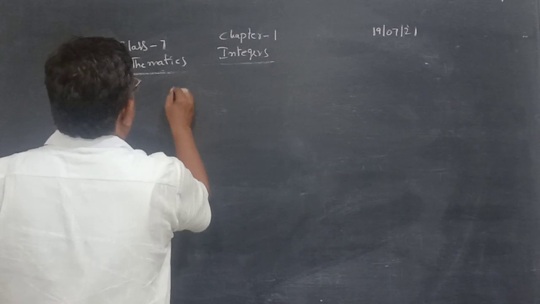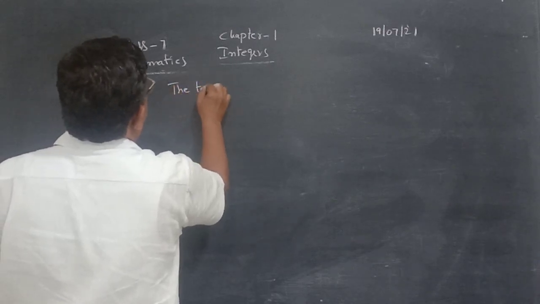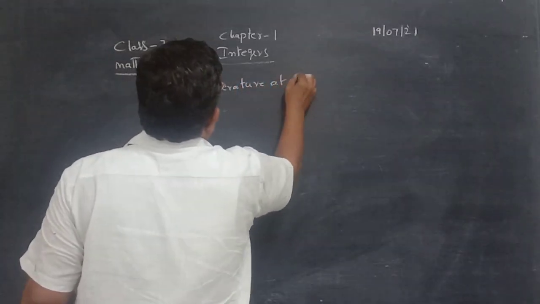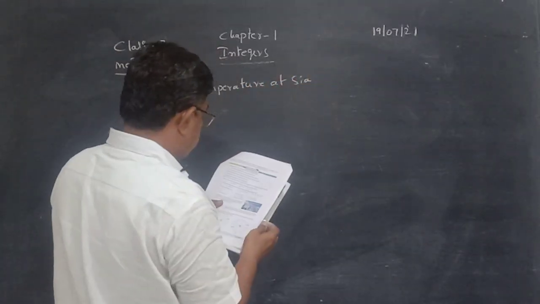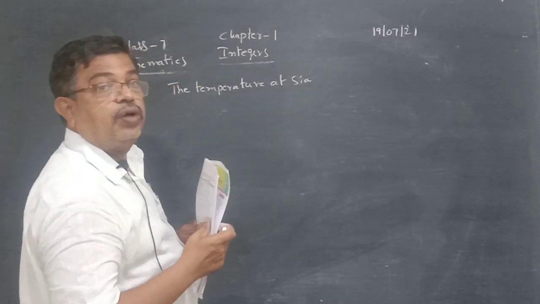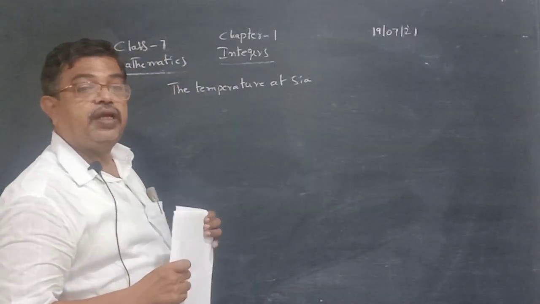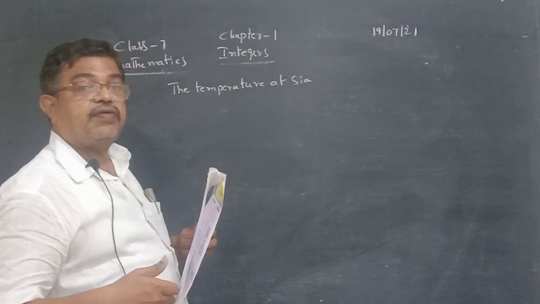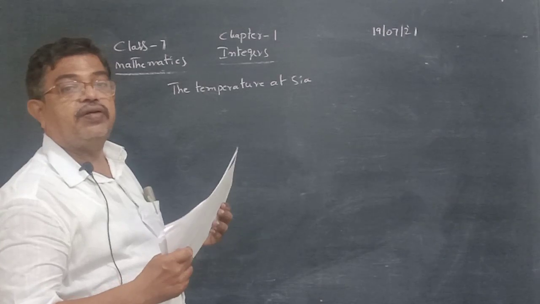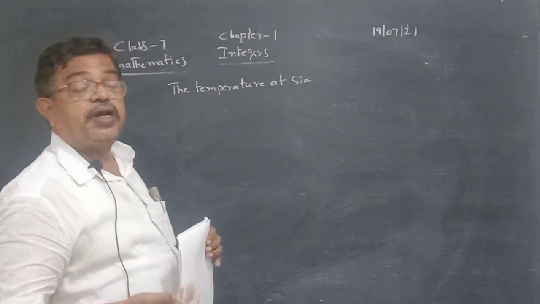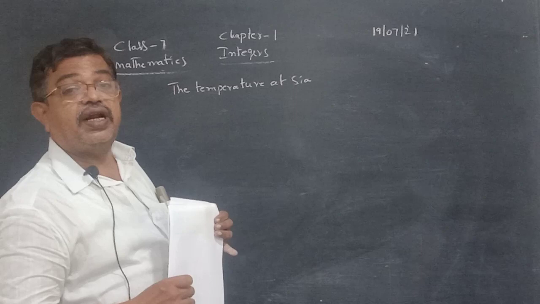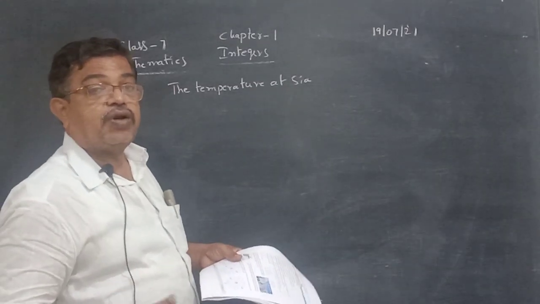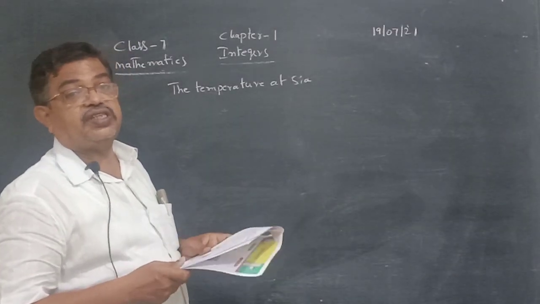The temperature at Siachen. Siachen is a place in the Himalayas where it is very cold. The Himalayas are said to be the colder parts of India. In that, some places are very cold. Normal people cannot live there. In those areas, our military people are working and they are safeguarding our country. They are doing their duties, which we have to respect all the time. We have to respect our soldiers.